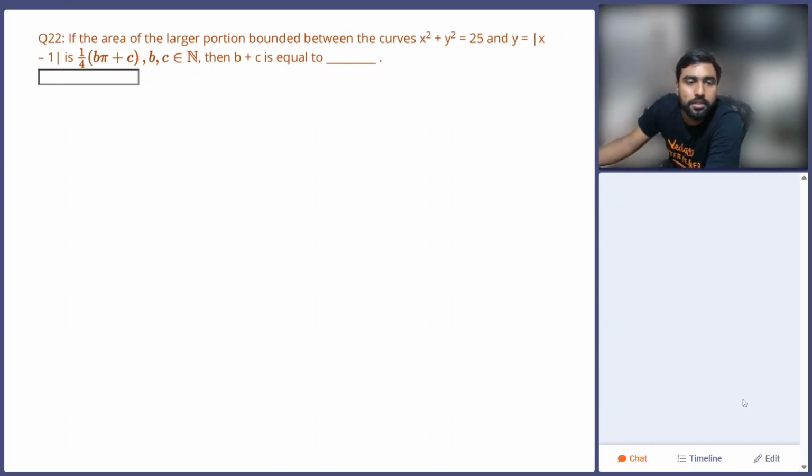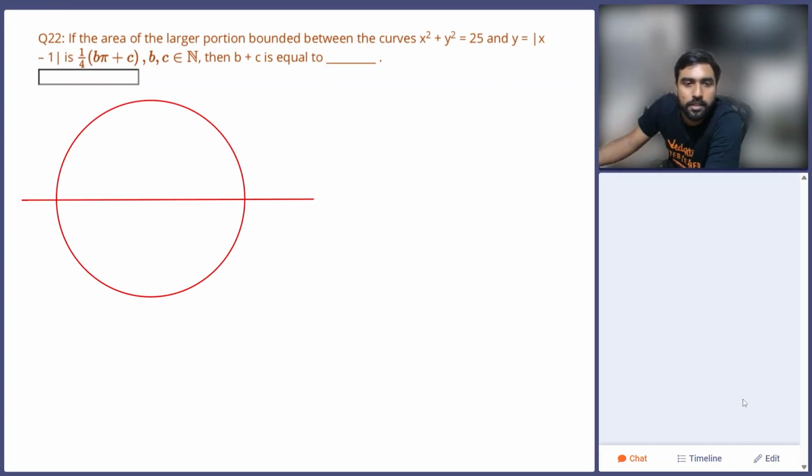Let's draw a circle. Give a circle somewhat like this. And along with the circle, what else do you have? You have a curve y equal to mod x minus 1. So somewhere over here, I have my curve which looks like this.